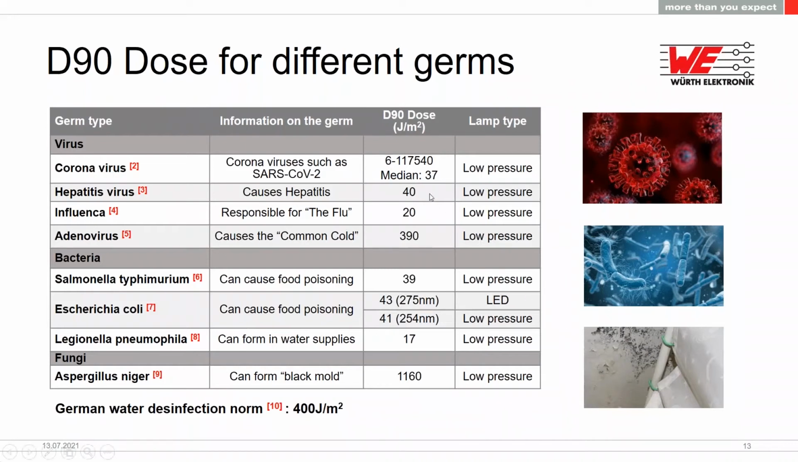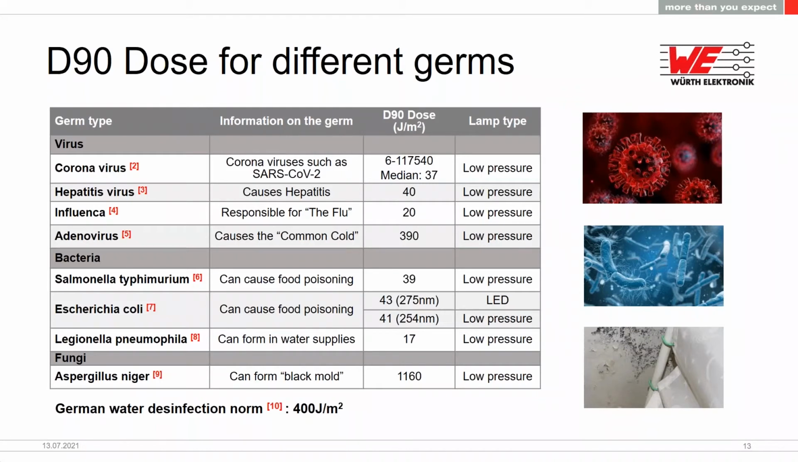Well, it's not that easy. What you get from different studies, and even within the same study, you will get a lot of different numbers for this D90 dose. So for example, this one study here that is also referenced in the end of the presentation, they found that the D90 dose can actually vary between 6 and more than 100,000. So there's basically a huge difference of the D90 dose found from different research groups.